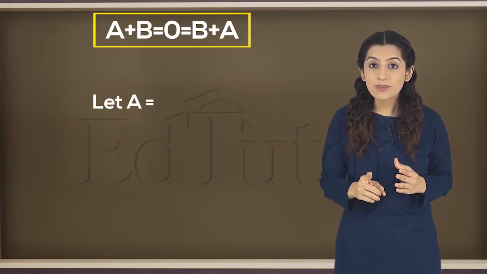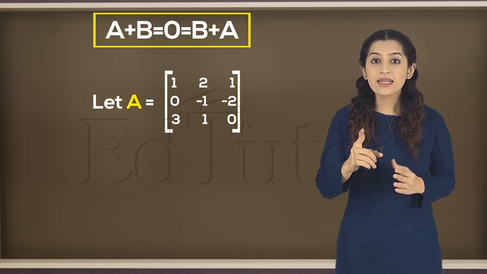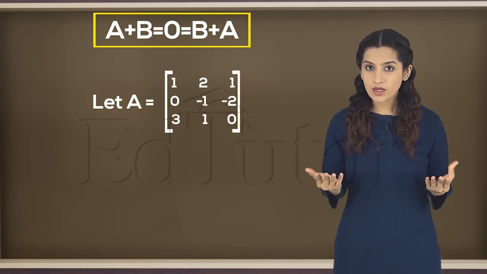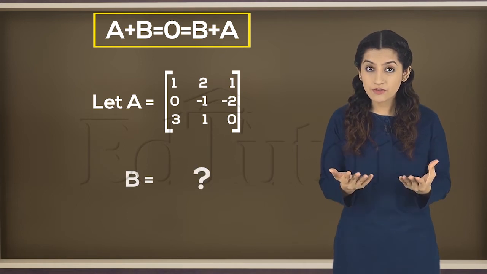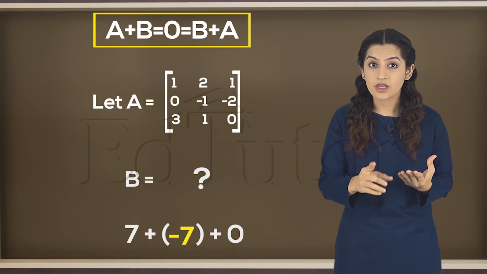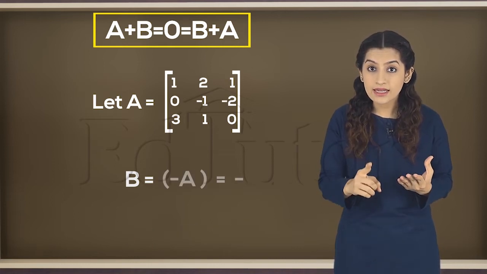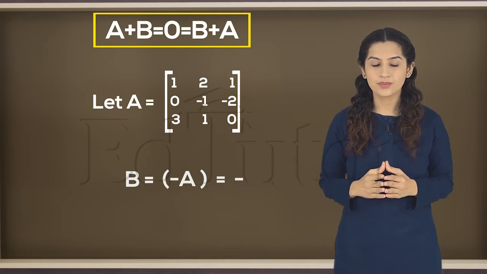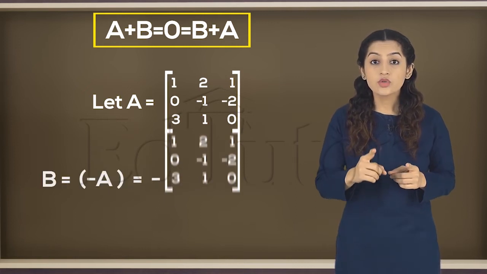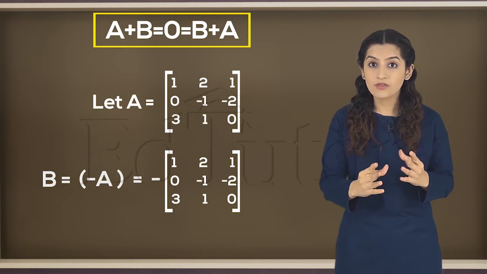Let's take a 3 by 3 matrix to understand this further. I'm labeling it as A. Now what? Where will we get matrix B from? For the number 7, we took the negative of 7. So, quite similarly for A, we will take the negative of A and call it B. So, to get matrix B, multiply the whole matrix A by negative 1.